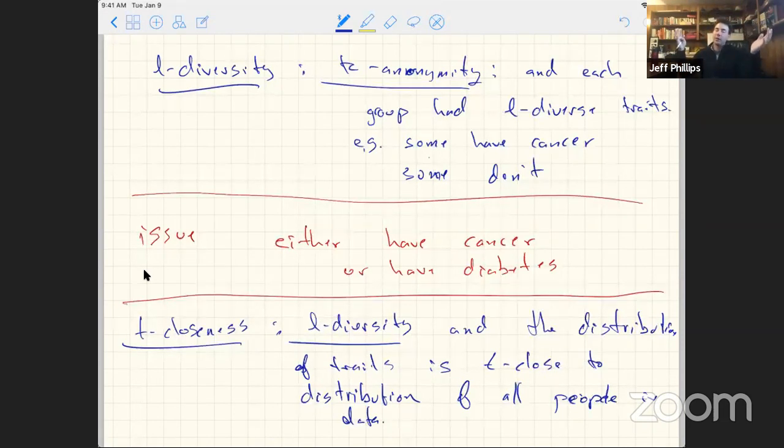It can't be too far away. I don't want this to be an extreme category, because then it would say, well, I know something about this category, and I don't know yet whether that's good or bad, right? It could be cancer or diabetes. They're both bad, so I learned that about everyone in this group.